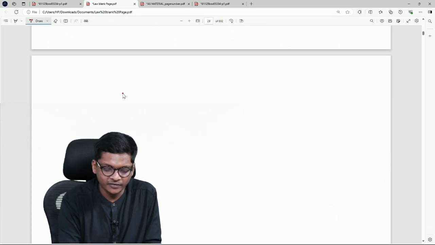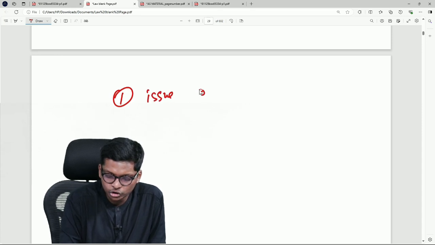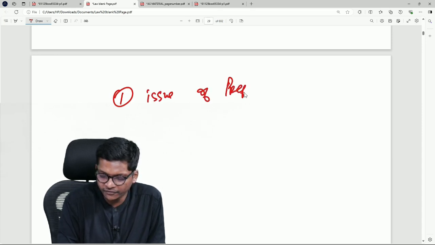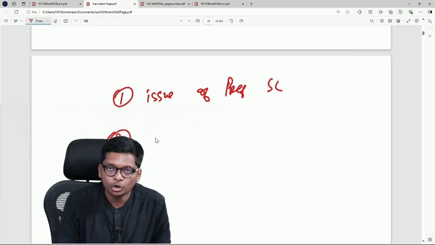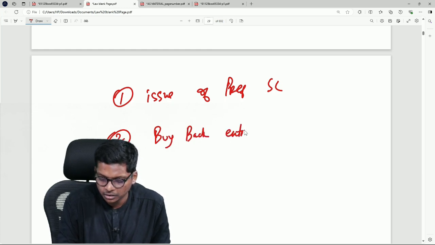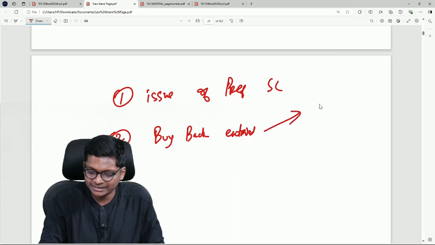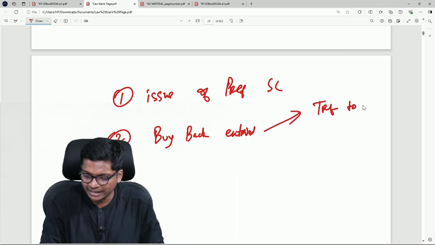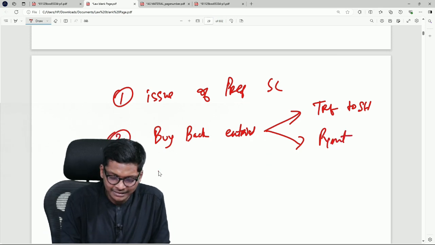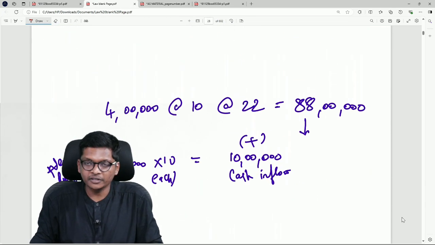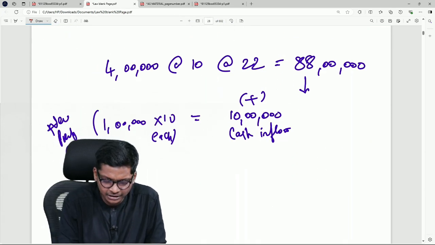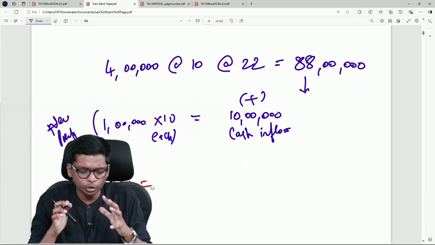If you see, first you have to do issue of preference share capital, bank account to share capital entry. Next, you have to do buyback entries. You guys know the entries. One is transfer entry to shareholders. One will be payment entry. Next entry will be transfer to CRR. How much to transfer to CRR? CRR transfer logic, you just search on YouTube, you will find it, guys.